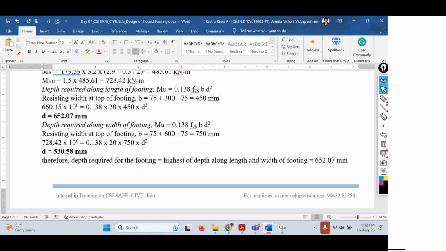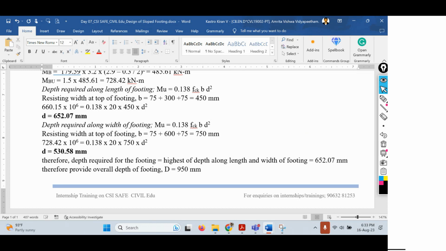We cannot provide exactly 652.07, so we can round off that value to 900 or 950 or 1800. That's up to you. Try to adopt the higher value so that the limits will fall within the conditions itself. So what I'll do is consider the overall depth. Therefore, provide overall depth of footing, capital D, equals 950 mm. That's the overall depth of the footing.